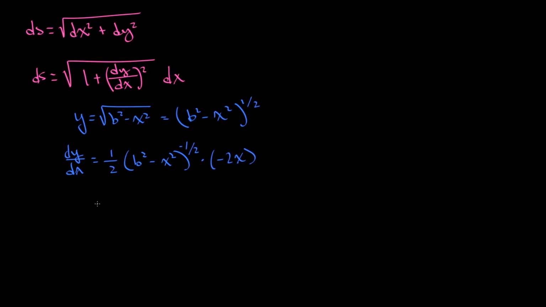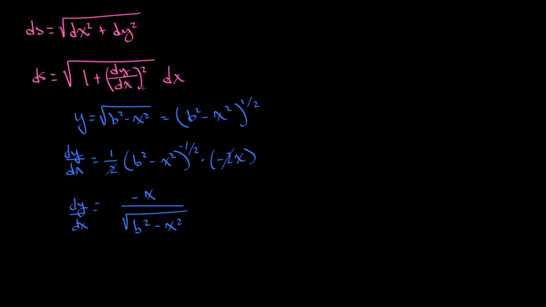And now all we need to do is simplify this guy a little bit. So we'll see that this 2 and this 2 will cancel. So we'll be left with negative x in this numerator. And then denominator-wise, we have the square root of b squared minus x squared. This right here is our derivative.